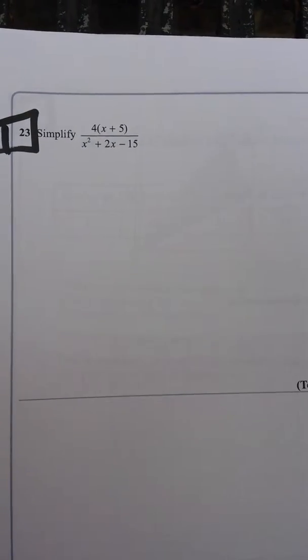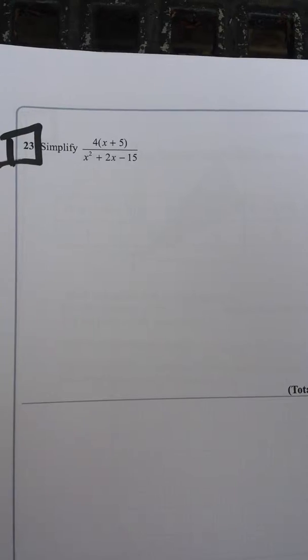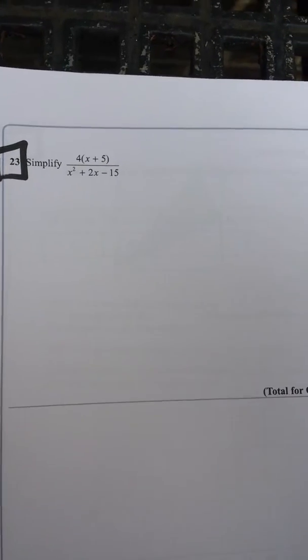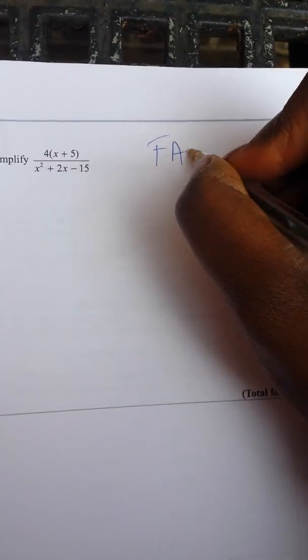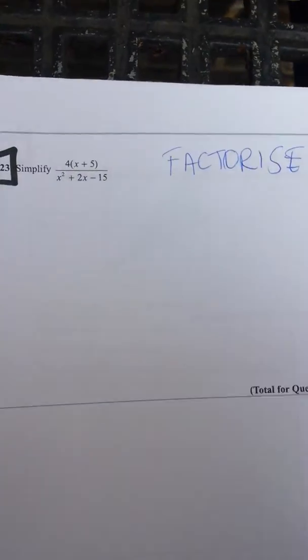Question 23, algebraic fractions. They love this. There's a high chance that this is going to come up. Do the same thing every time. When you see algebraic fractions, think factorize. You need to put things in brackets so you can cancel it out.